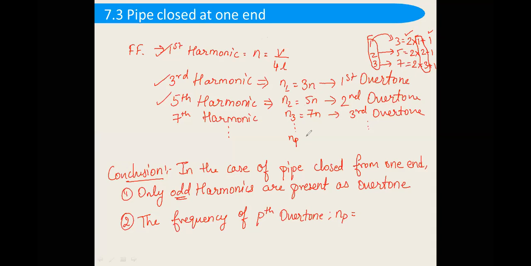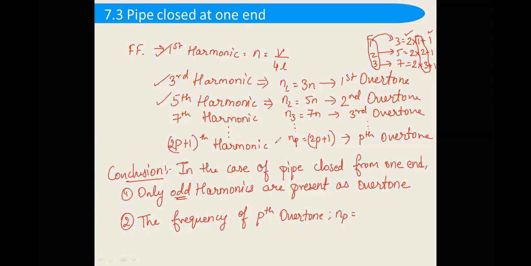Okay, so this is np. So what will this be equal to? This will be 2p plus 1. So this is the pth overtone. And how much harmonic? It will be 2p plus 1 harmonic.